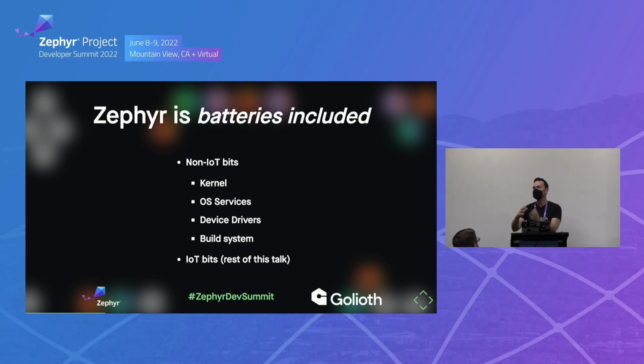And it's all the things you would expect from an operating system, things like a kernel, things like specific OS services, things like the ability to talk to devices through abstract drivers, talking to peripherals. Even more than that, like a build system and other parts that make Zephyr a full-on ecosystem. And then there's a whole bunch of IoT bits, which don't fall into those categories, and that's what we'll be focusing on from here on out.